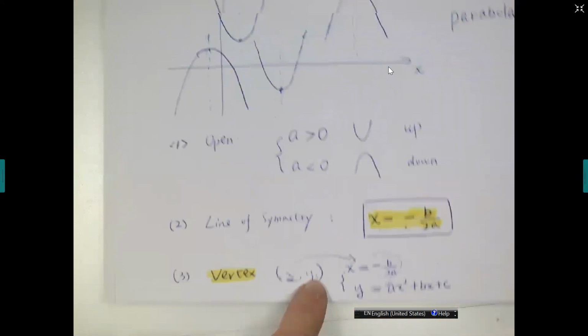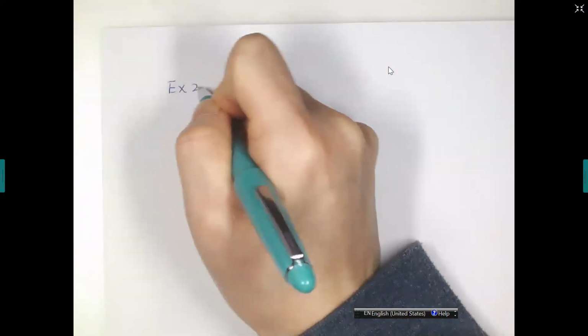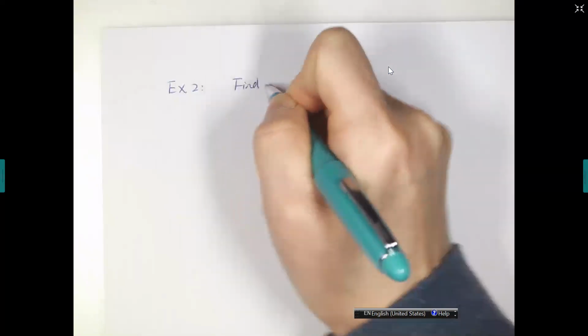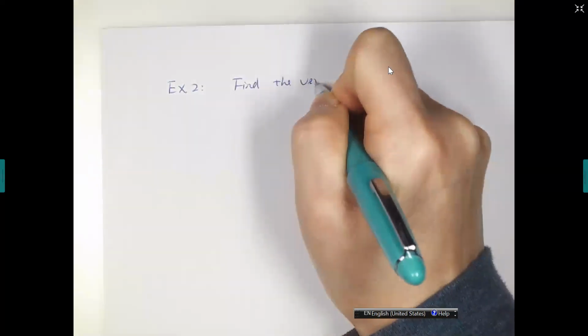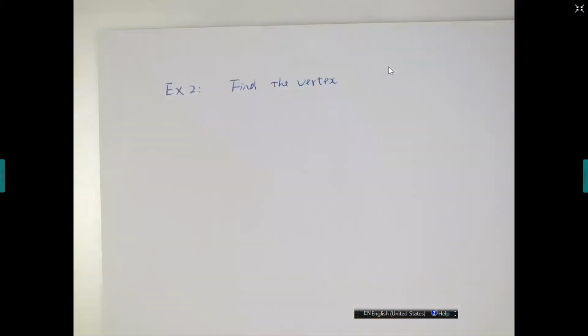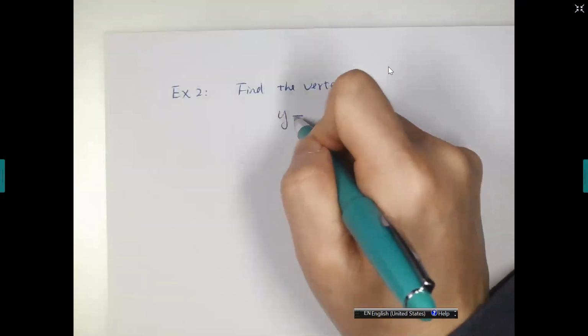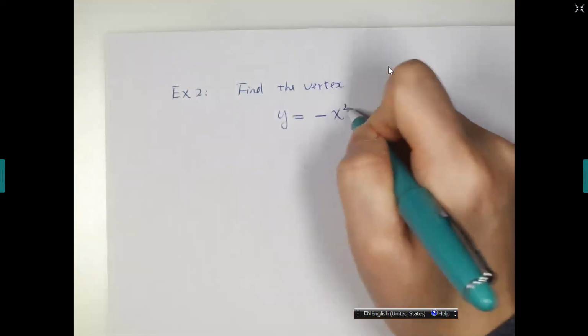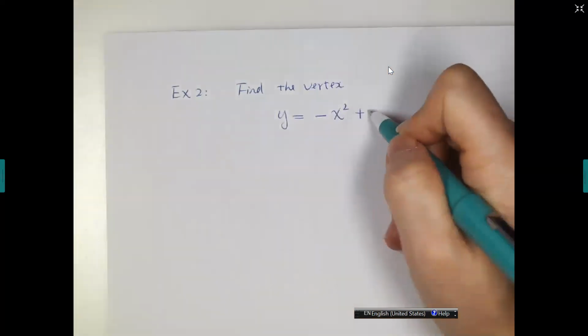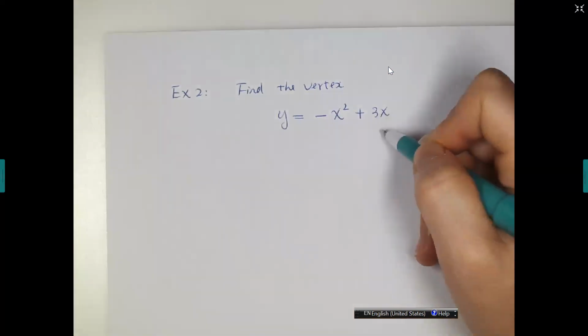Okay, so now let's look at one specific example here. Example 2: find the vertex without plotting the quadratic equation. So y equals negative x squared plus 3x.